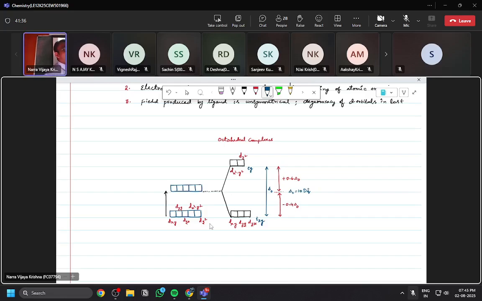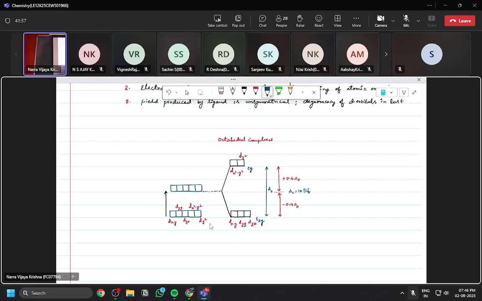Totally, how many electrons can I accommodate? 10. Every electron will have certain energy. That energy I am assuming as dq, small energy. The sum of all that energy is equal to delta. Clear? Any questions in it? So I'm writing that delta naught as 10 dq. That 10 dq again I have to take in this way.